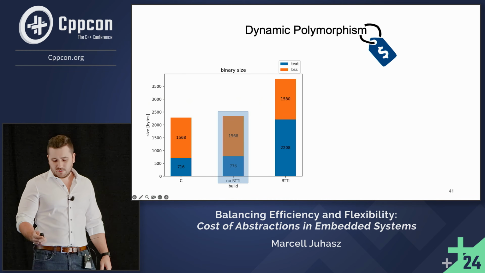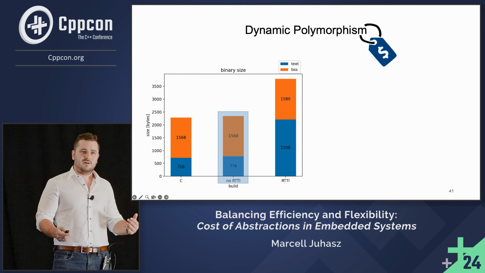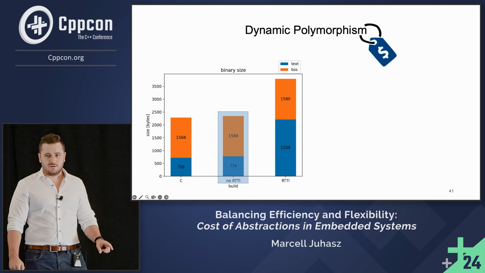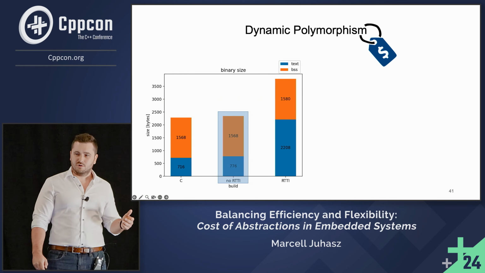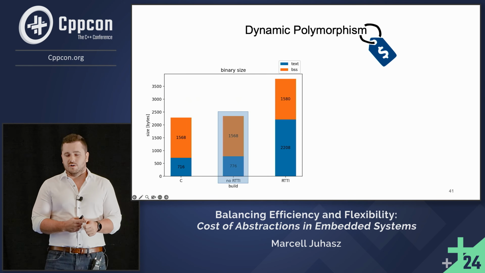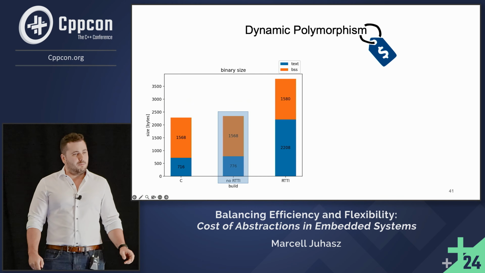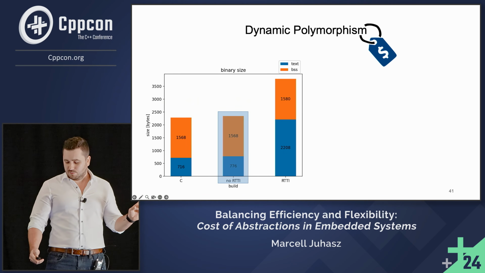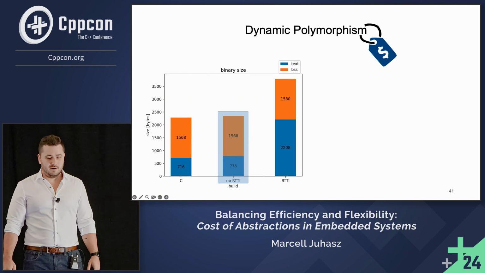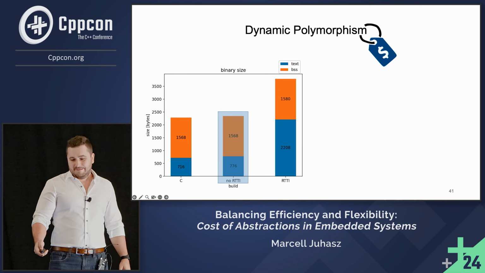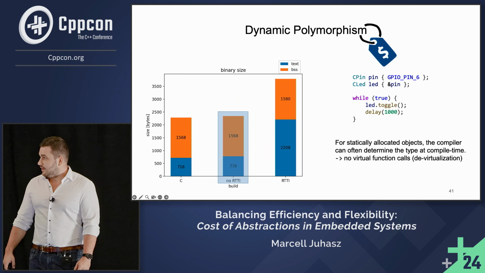I was actually surprised to see these results, because when we are talking about dynamic polymorphism, we usually talk about the indirection introduced to the code base, so we are talking about virtual function calls, the virtual table, and such things. But these were actually nowhere to be found in the binary. So what happened to the promised overhead? And the answer is devirtualization.